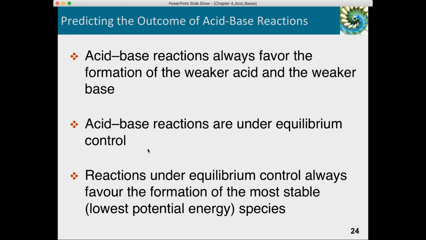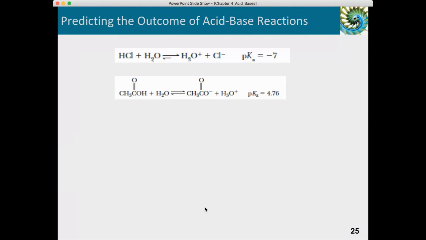Acid-base reactions are under equilibrium control, and reactions under equilibrium control always will favor the formation of the most stable species. This is actually very important, okay? So in that class, I gave you two examples first.